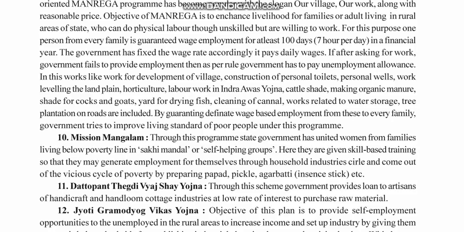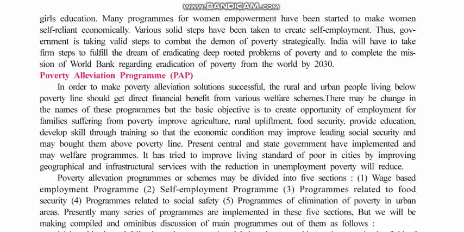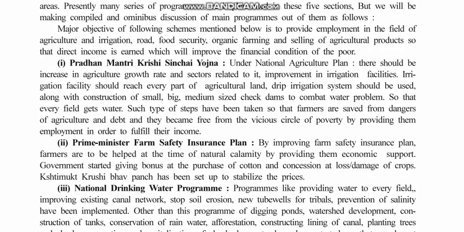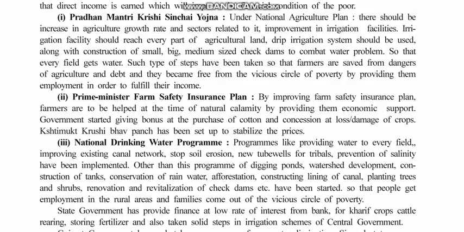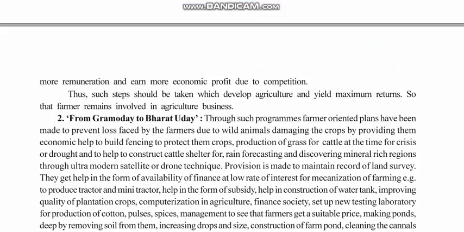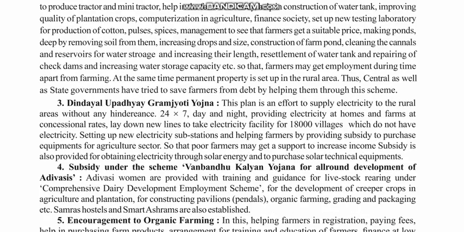In the previous video lectures, we saw about the poverty alleviation programs. Under that, we saw that it was divided into 5 different divisions, and we also saw different schemes under it, like Pradhan Mantri Krishi Sinchai Yojana, Prime Minister Farm Safety Insurance Plan, National Drinking Water Program, E-NAM scheme. We also saw about the Gram Uday to Bharat Uday Yojana, the Deen Dayal Upadhyay Gram Jyoti Yojana, which was related to providing electricity to the villages.